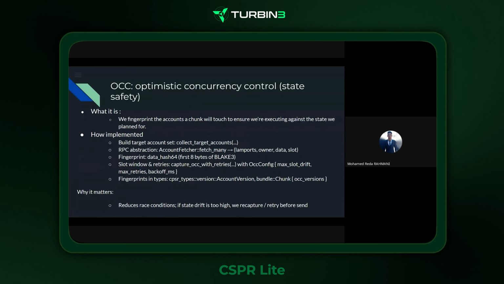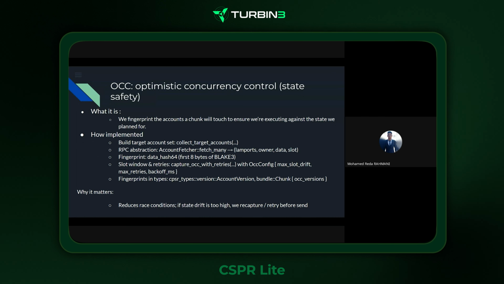And after that, there is the OCC part. It's optimistic concurrency control. Before sending anything, we do the OCC. So we take a snapshot of the exact account we'll touch, so we don't send a transaction based on stale data.